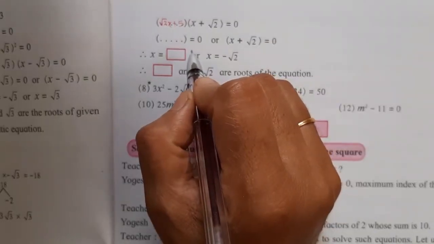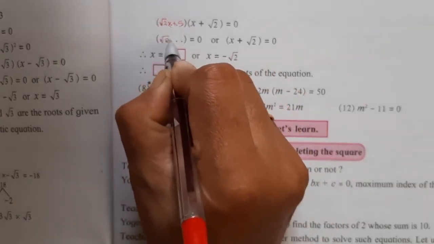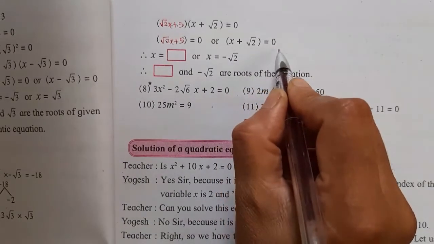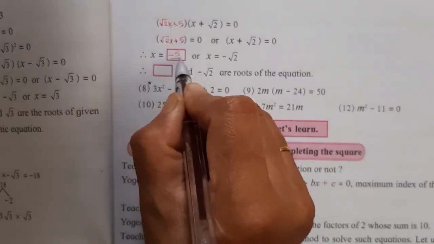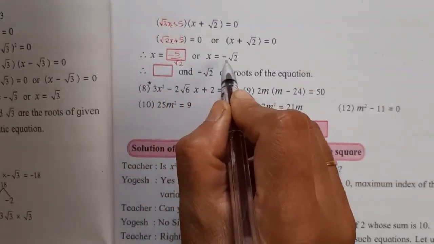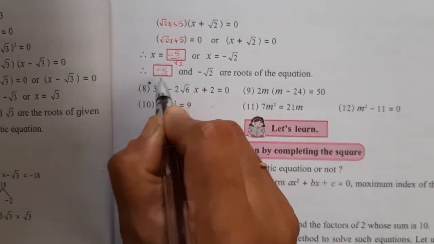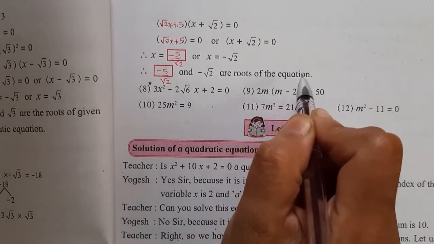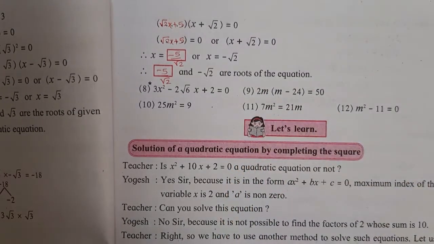So now each term equals to 0, that means root 2x plus 5 equals to 0 and x plus root 2 equals to 0. When we equate with x, we get x equals to minus 5 upon root 2 or x equals to minus root 2. So minus 5 upon root 2 and minus root 2 are the roots of the equation. Okay, got it all of you? Now in this way you can solve the remaining sums from the practice set 2.2.